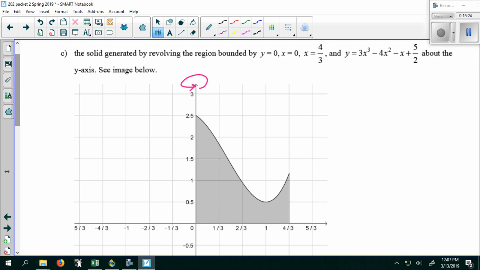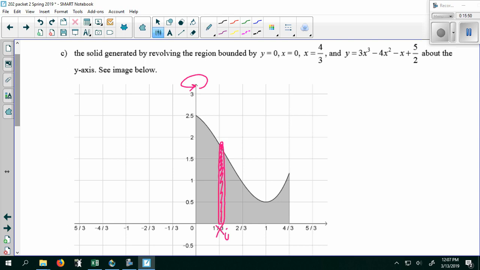So I have to draw a representative slice somewhere in the region that is parallel to the axis of revolution. So maybe I'll pick this one right here. This is a representative slice. I happen to draw it right at 1/3, but it is representing the many slices I could draw anywhere in the region. So we're going to say it's at a random location x sub I.